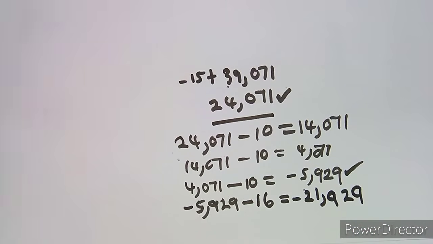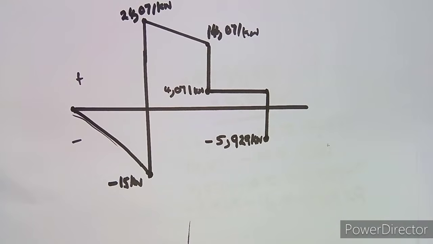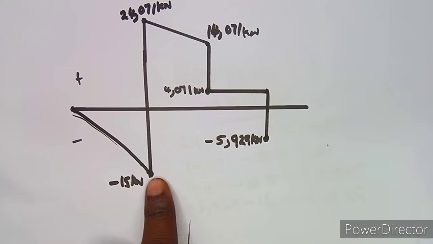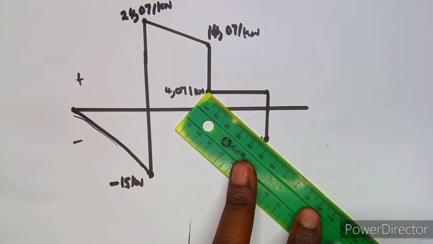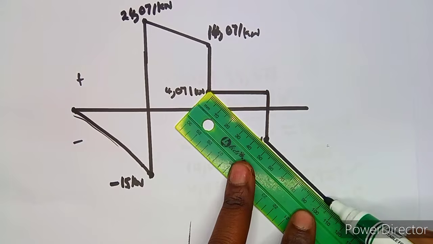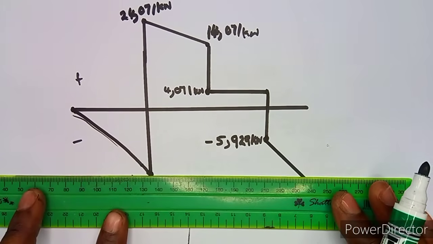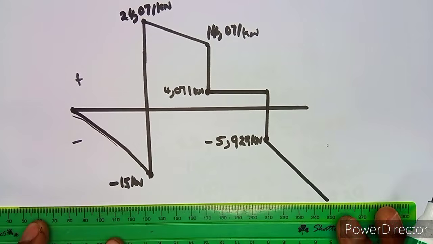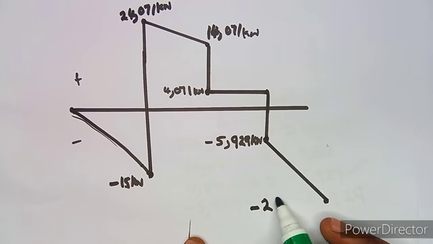If we subtract 16, we are going to be left at minus 21,929 from your calculator. So this is going downwards, but as you can cross check, this is minus 15. So actually minus 21 is below this line, somewhere like this. Because it's supposed to move like this, and if this is minus 15, then this should be at least below that line.